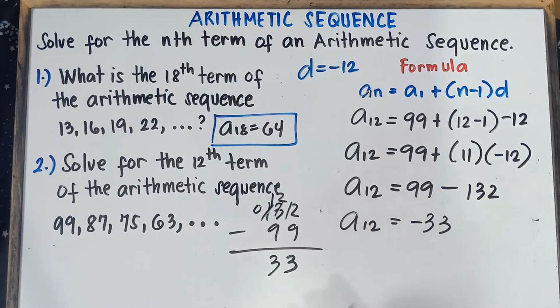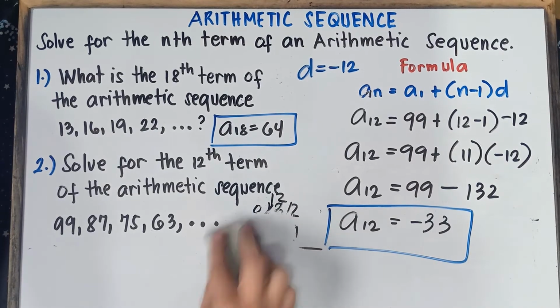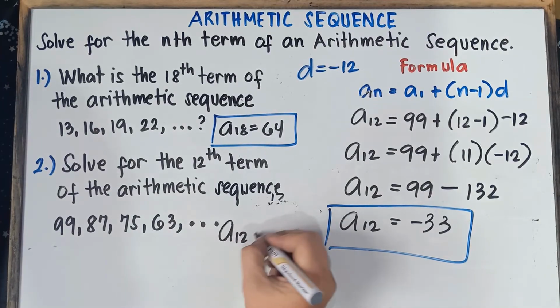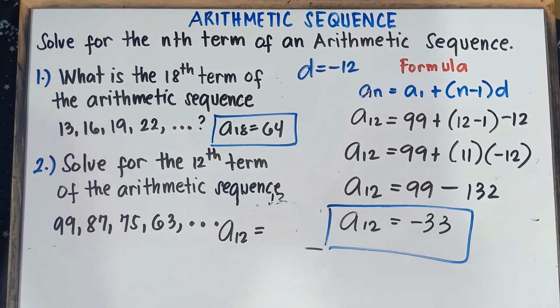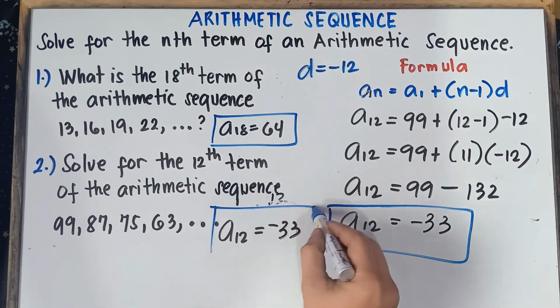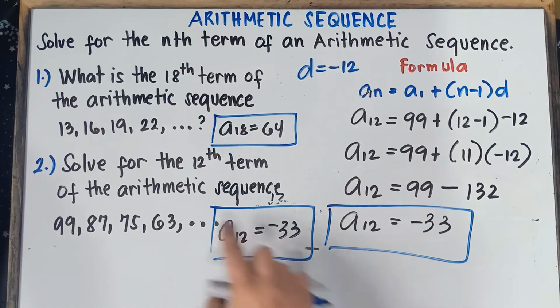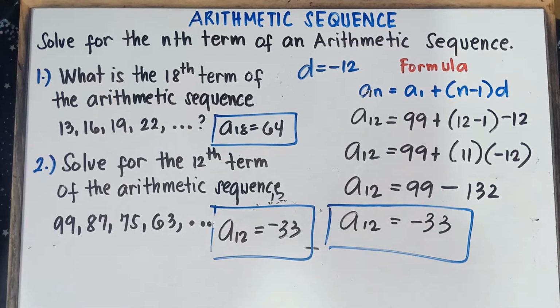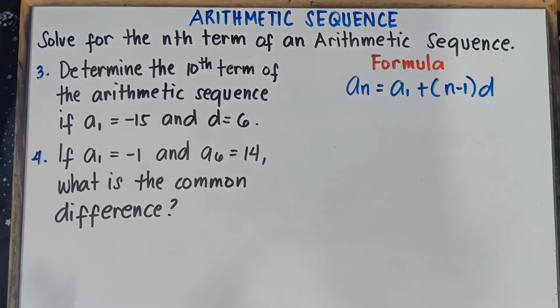That's it, class. All set. The 12th term, class, would be negative 33. All set, class. So the answer with regards to example number 2, a sub 12 or the 12th term, would be negative 33. This is the answer, class, with regards to example number 2. Alright, so let's proceed now to example number 3.